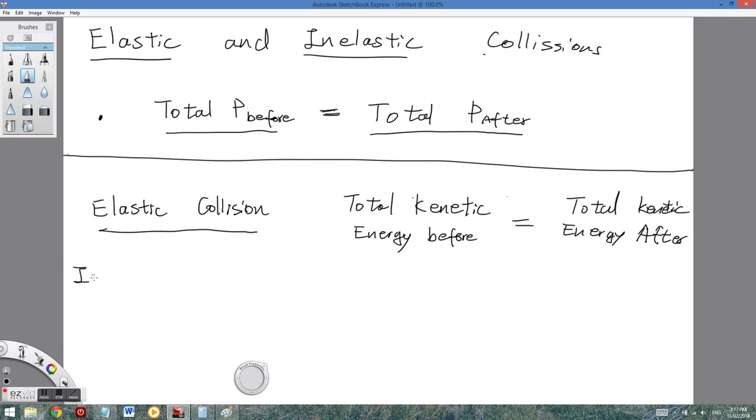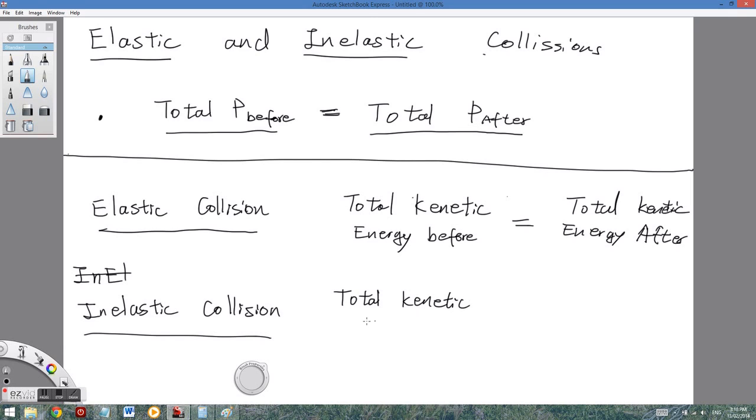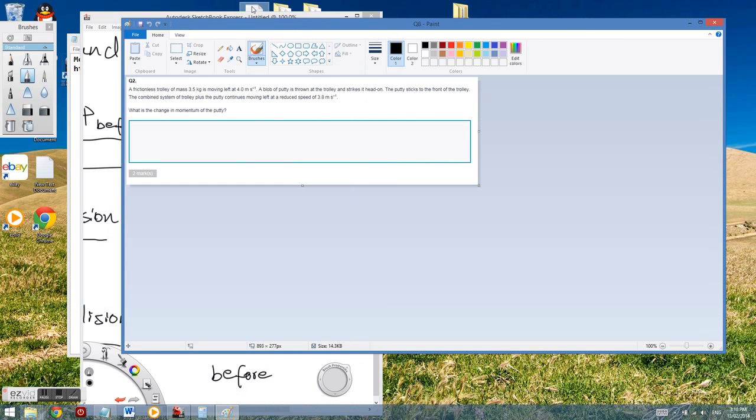Now, if not, we call it an inelastic collision. Inelastic collision means the total kinetic energy before is not the same as the total kinetic energy after. What happened was some energy is lost during the collision. Here are the definitions. Now, let me show you some questions.